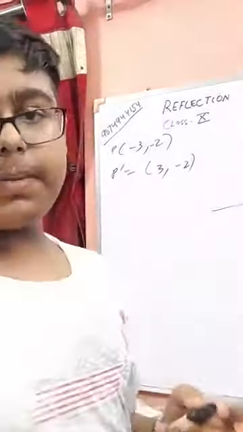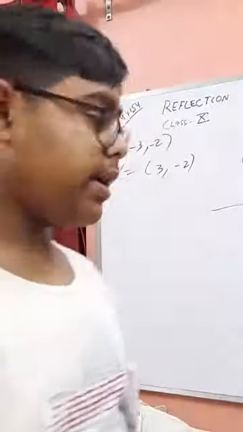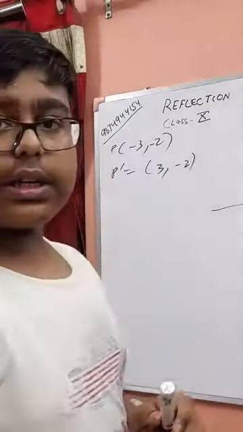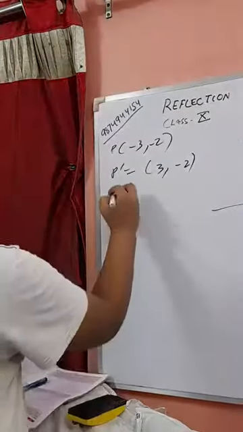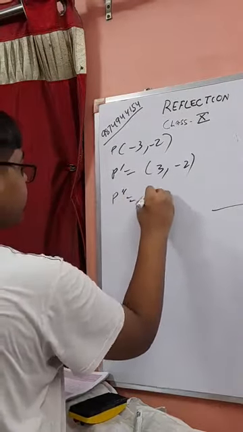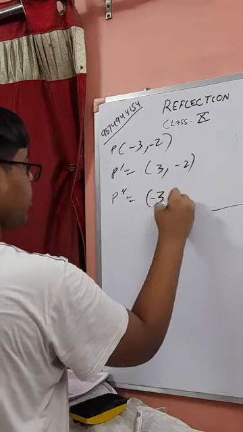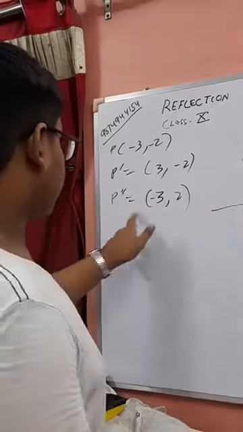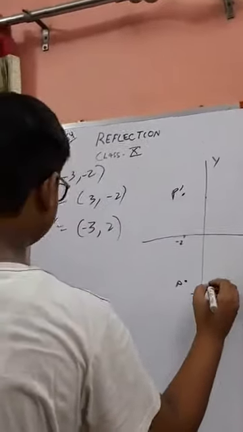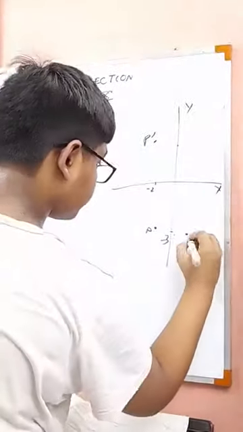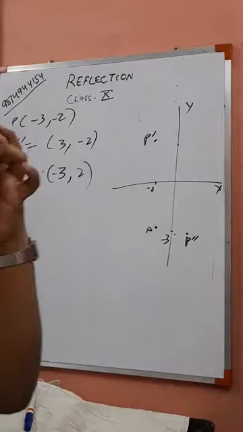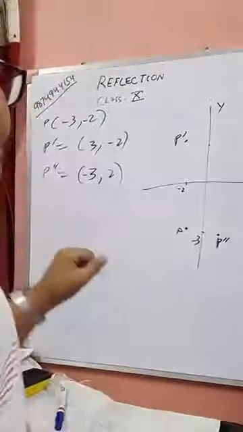Now we need to reflect the P dash in the origin, which will be from here. It should be over here. Therefore, as I told you, we can just change all the signs over here. It will become P double dash is equal to 3 comma 2. Yes, this was the value of the P double dash, which must be somewhere over here. Now the question asks for a single transformation for this kind of conversion.